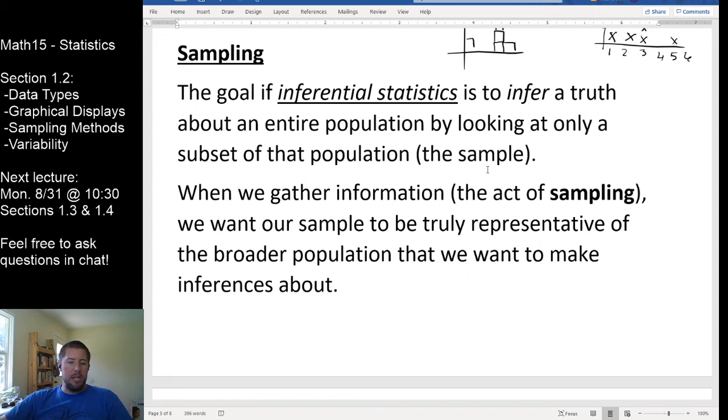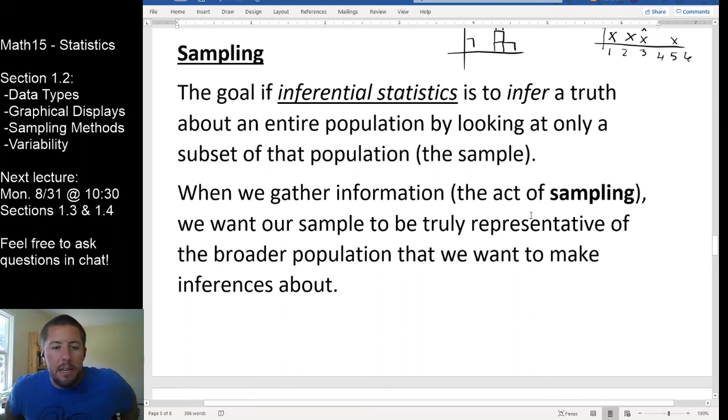When we gather information, the act of sampling or data collection, we want our sample to be truly representative of the broader population that we want to make inferences about. So what matters when we perform any data collection task is that we collect data that will actually end up being a good representation of the entire population. If we take very small samples, then it's easy for us to have non-representative samples. If we only take samples from small subsets of the population, it might not be fully representative of the entire picture out there.